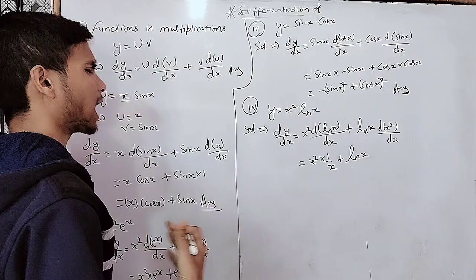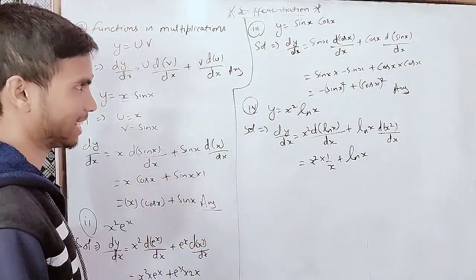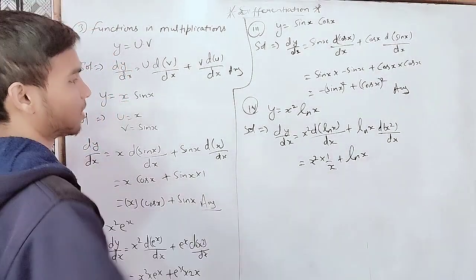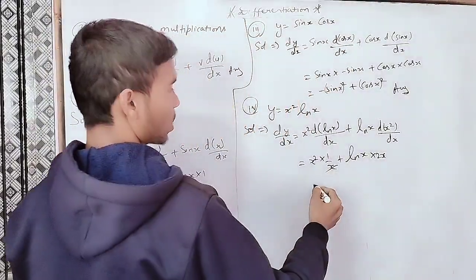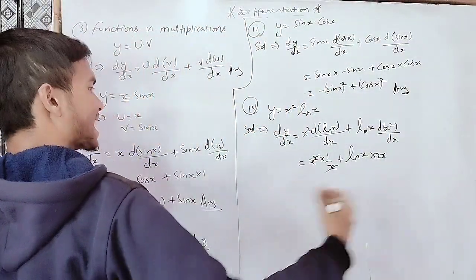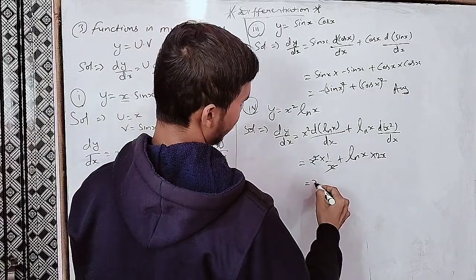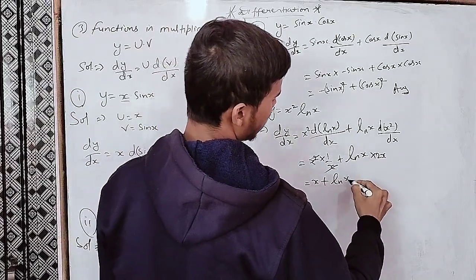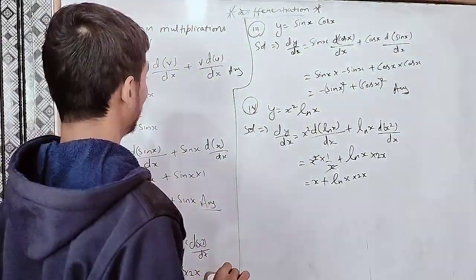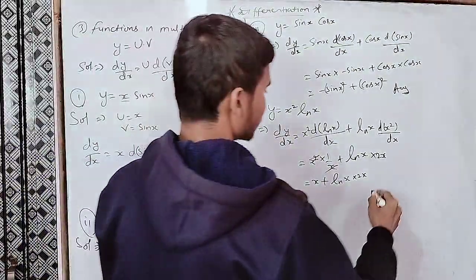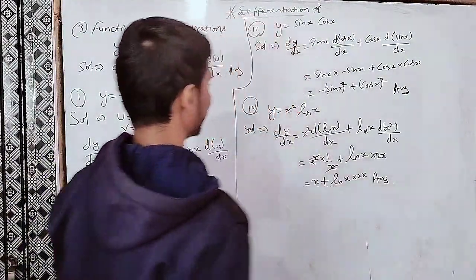We have x square, which is in the form of differentiation. So of course we know, 1x will get cancelled. Now we have x plus ln x, then 2x. That's it. Okay.